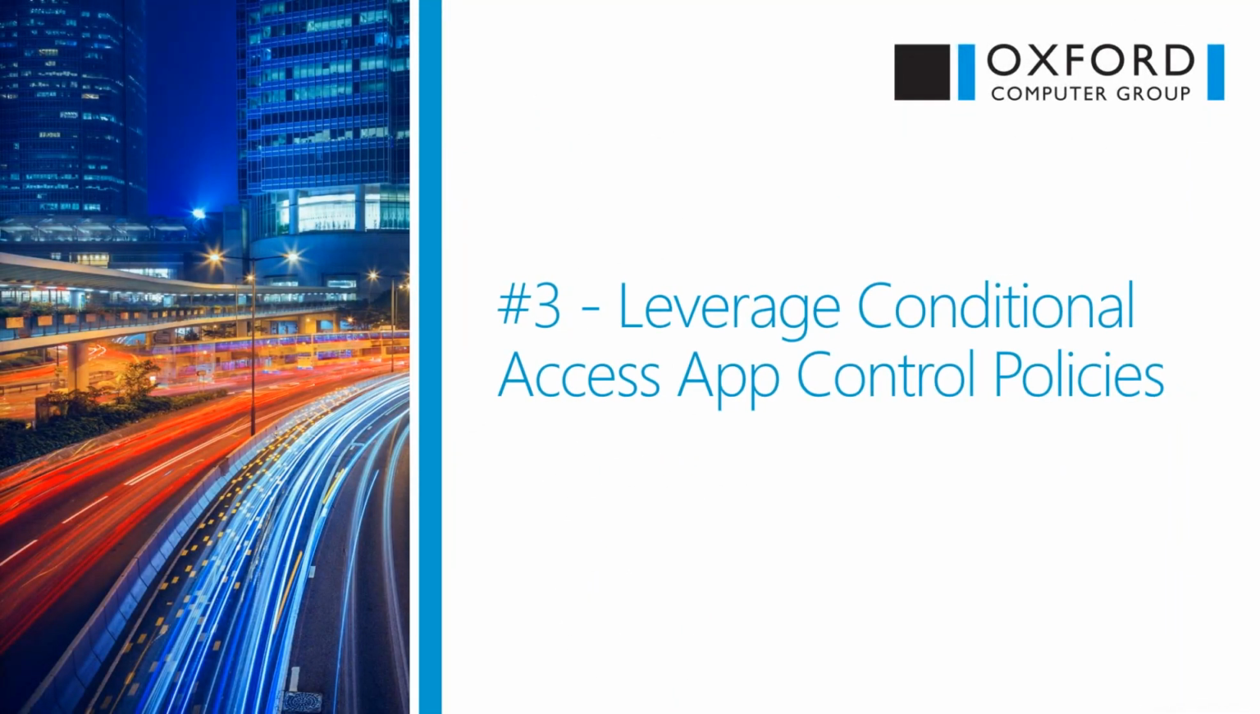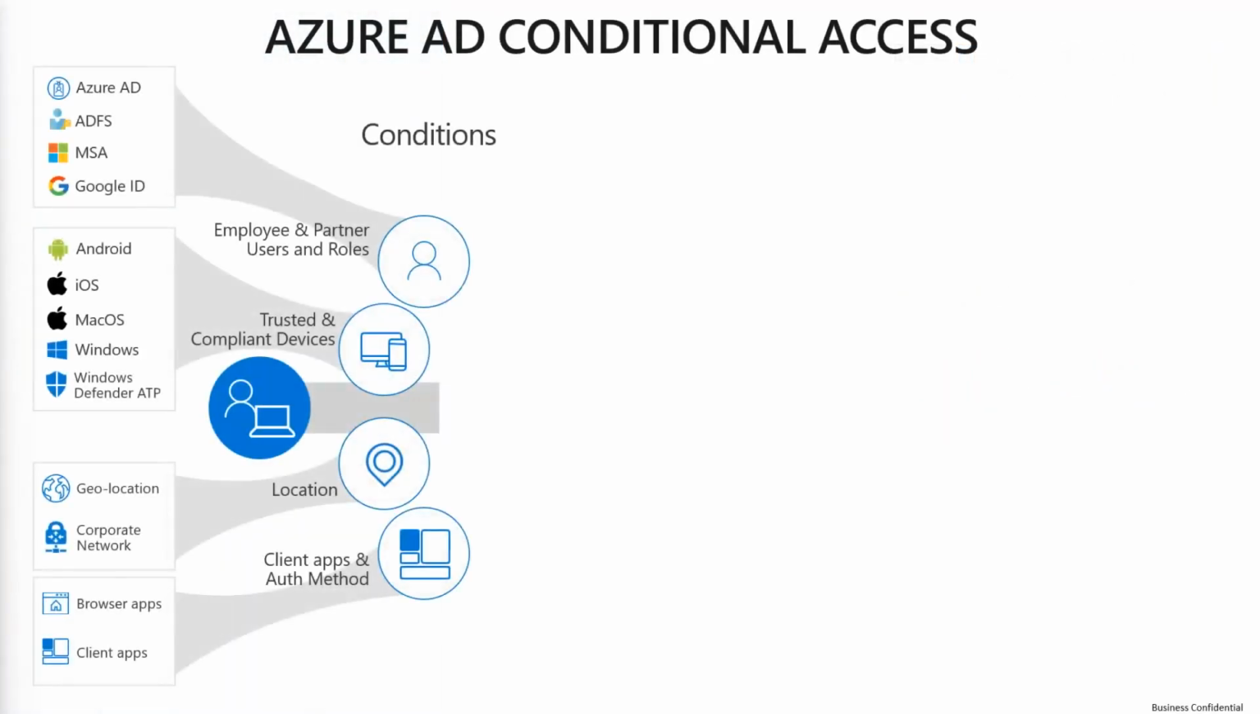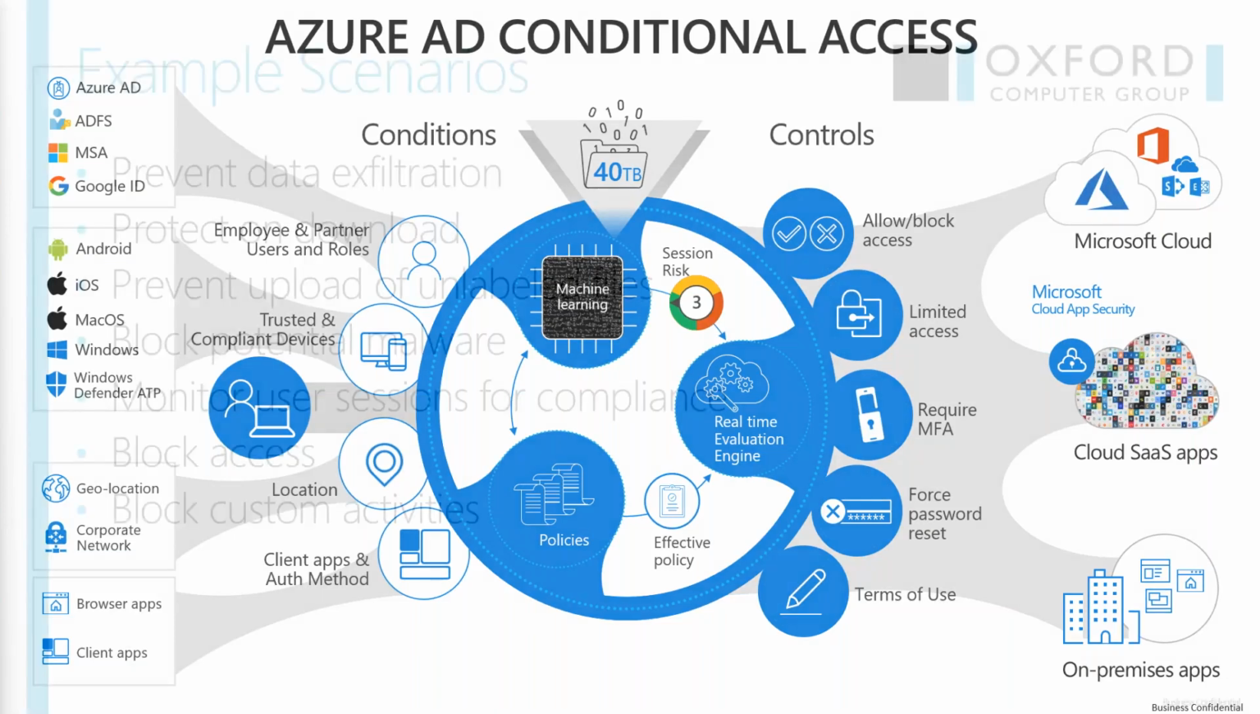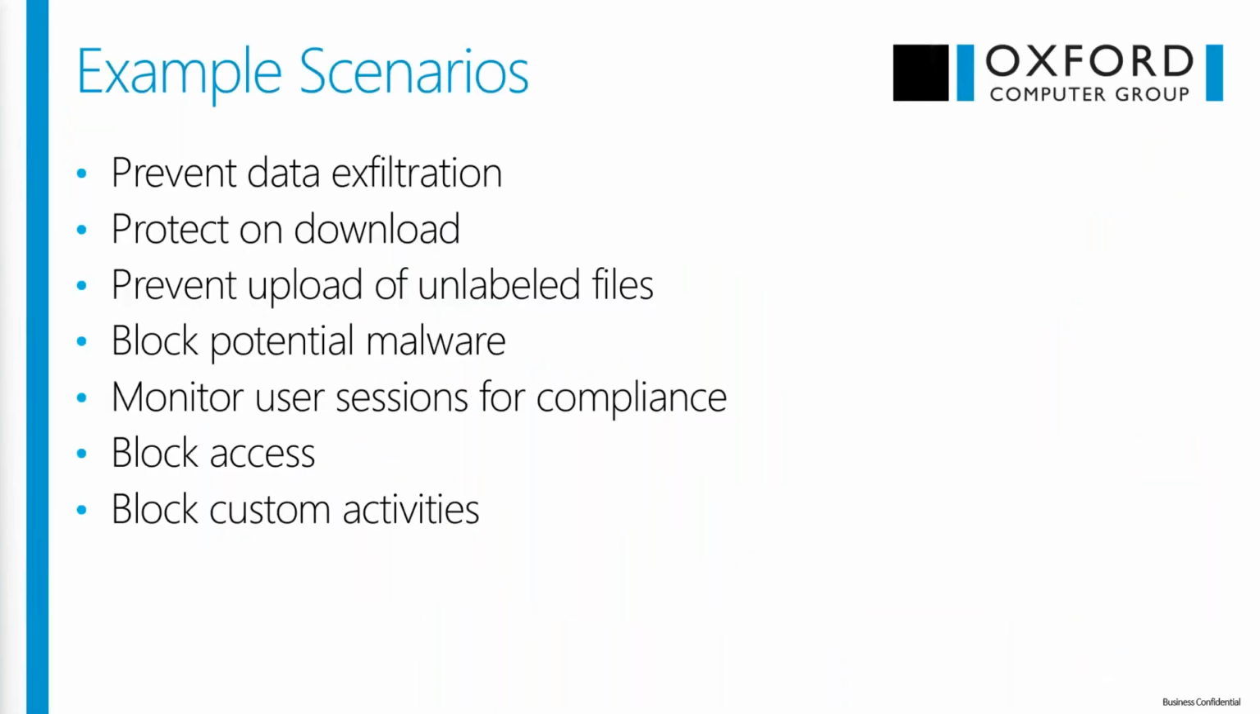Number 3 is leverage your conditional access app control policies. So this is a slide you may have seen before. It's been around for a little while, but it's basically just showing how conditional access is that policy engine. And when working with Cloud App Security, you have a real powerful tool. You have a way to not only get the visibility into those applications, but also control access to them as well.